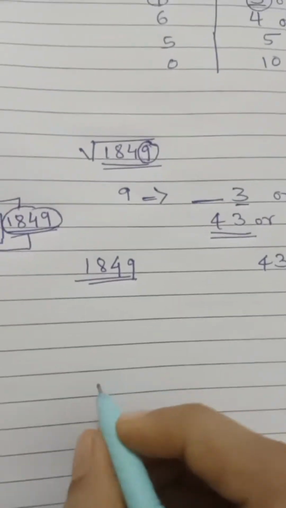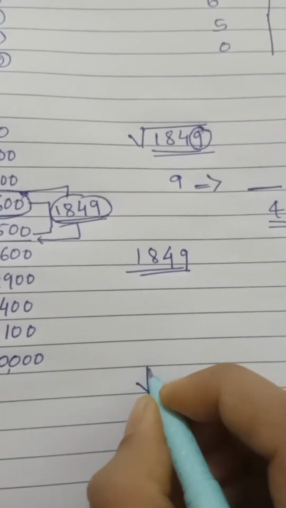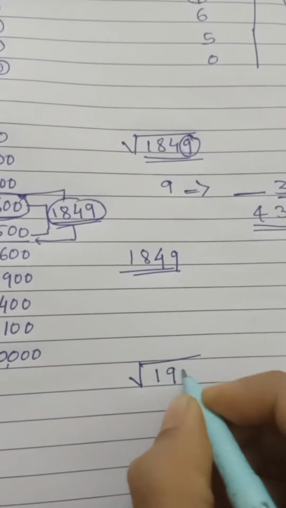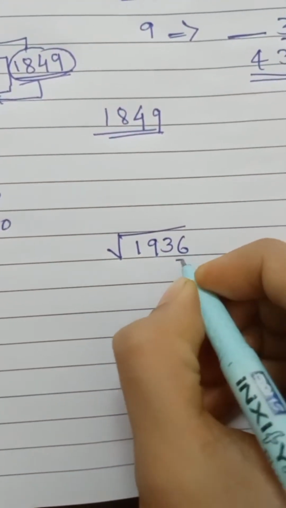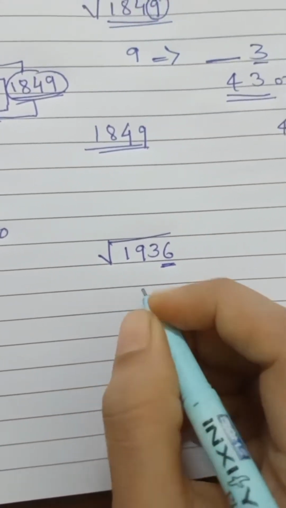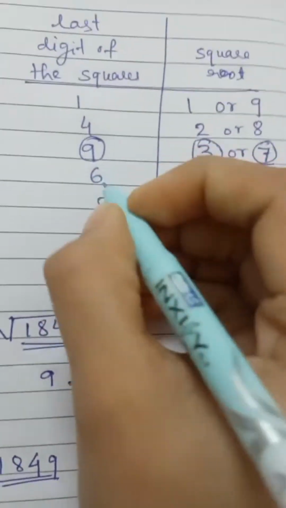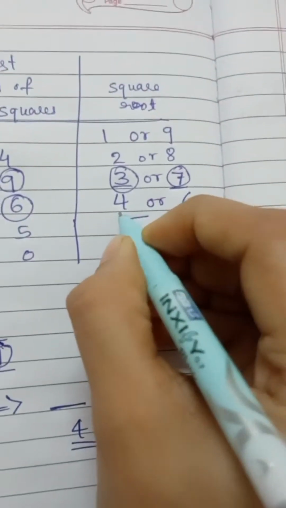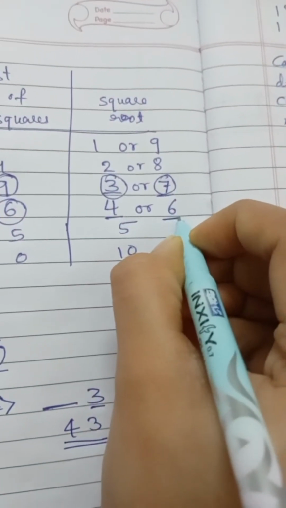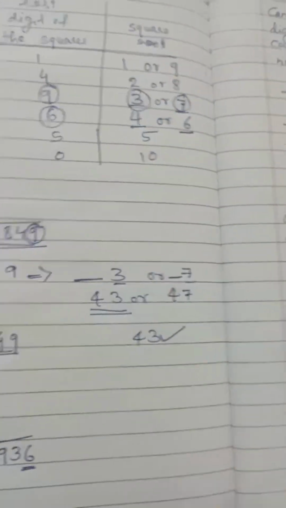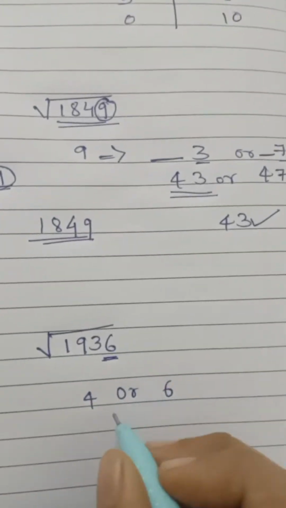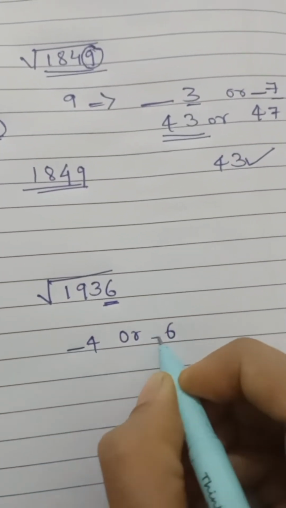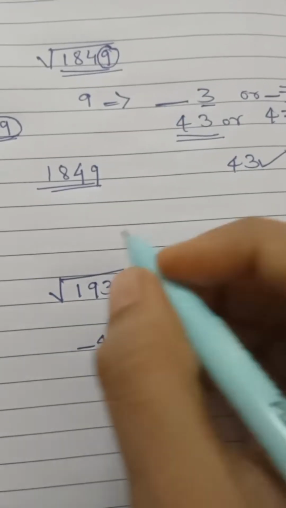Okay, let us see one more example. Square root of 1936. Last digit is 6. So whenever last digit is 6, we must have 4 or 6 in the last digit of its square root. 4 or 6. Here we should have some number.